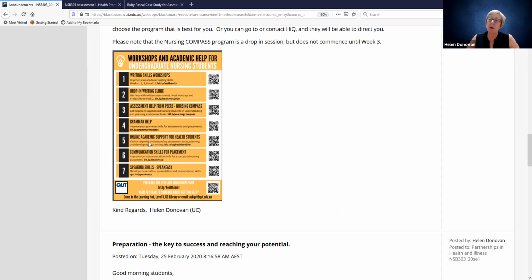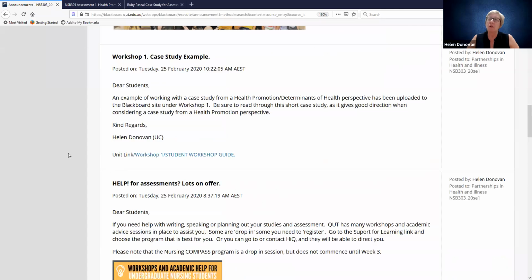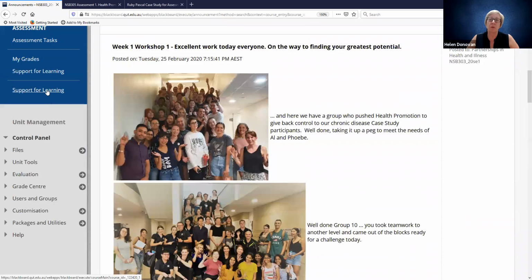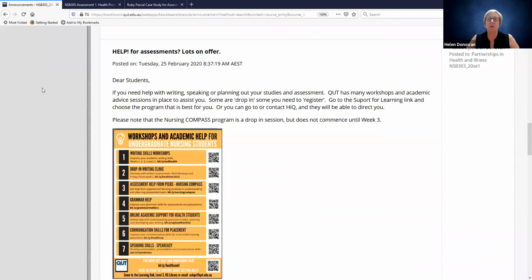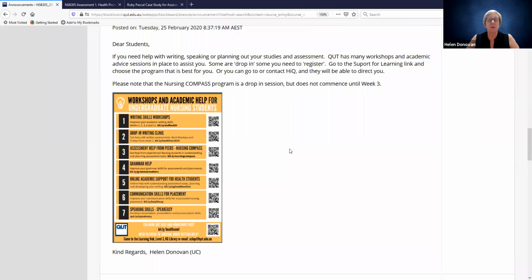Now, they operate out of the library. So you can either go to the QR code. You'll see some posters around the School of Nursing. Some are drop-in, some you need to book. So have a look. If you think you're going to need some help, or even if you want to be reassured, then certainly go to these workshops and these supports. You can also go to the Support for Learning site here, and that will take you to many of the available materials as well.